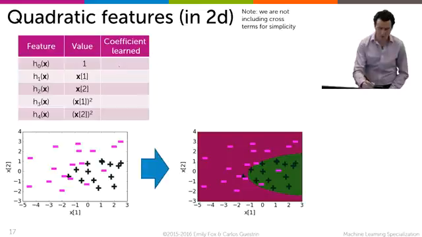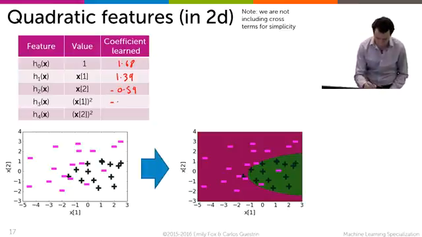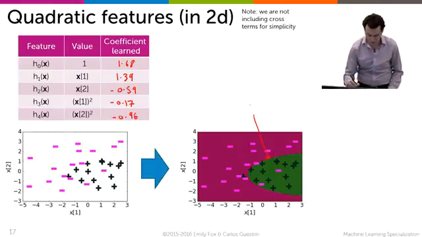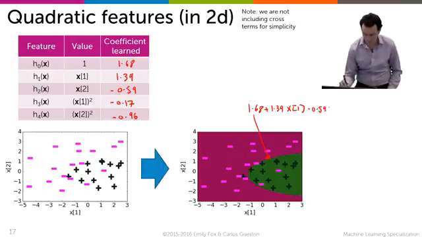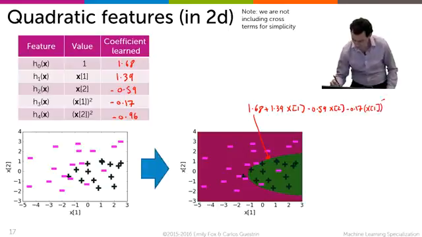The coefficient of the constant becomes 1.68, x1 is 1.39, and x2 is minus 0.59. Note that these numbers are different from the previous slide because the parameters are all updated simultaneously with the quadratic terms. And here the quadratic terms become minus 0.17 and minus 0.96. Using these quadratic terms, I get this beautiful quadratic decision boundary, which basically says that 1.68 plus 1.39 x1 minus 0.59 x2 minus 0.17 x1 squared minus 0.96 x2 squared is equal to 0.